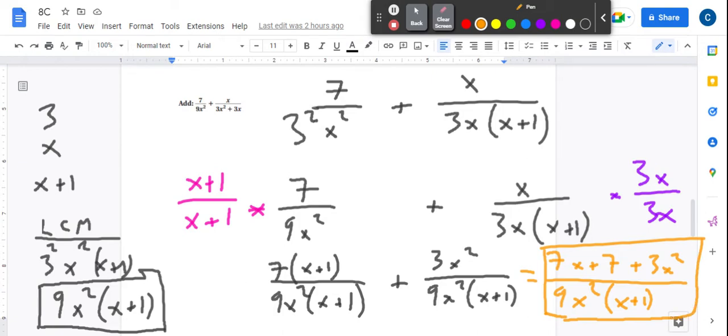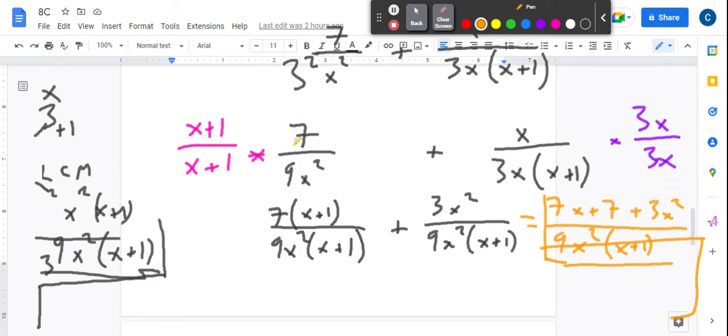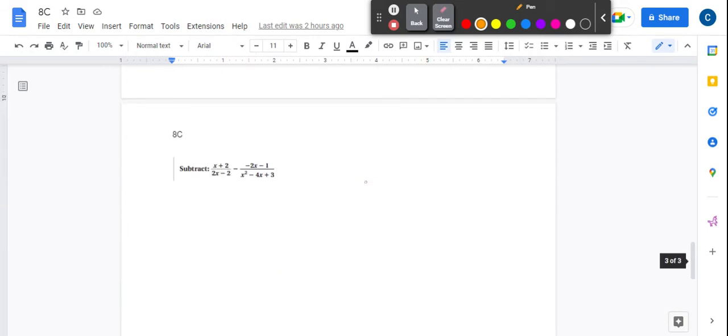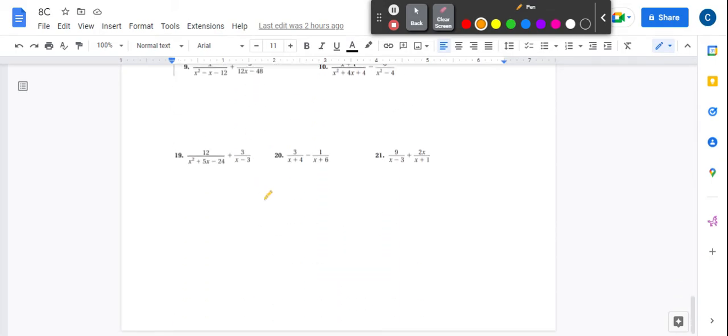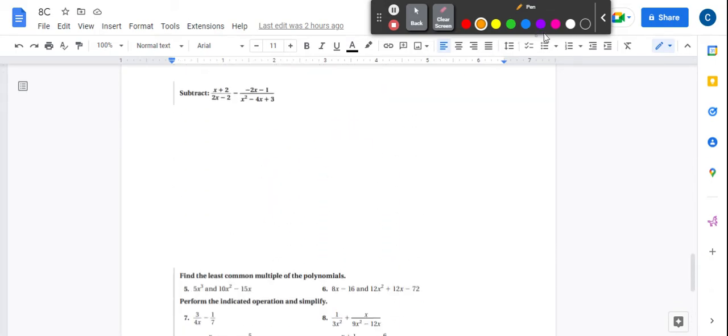A little bit more complex when we have polynomials rather than numbers, but the concept, ladies and gentlemen, still sort of remains the same. So we have a subtraction one here, sort of the same deal, but why don't we go ahead and do this one here as well.